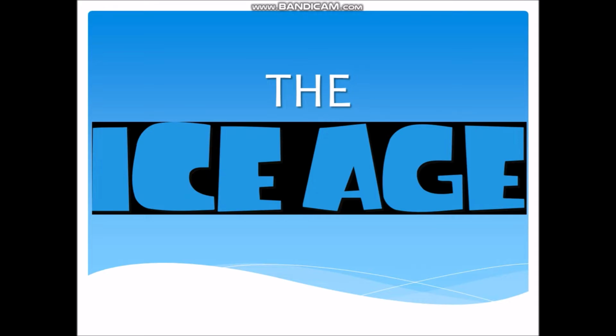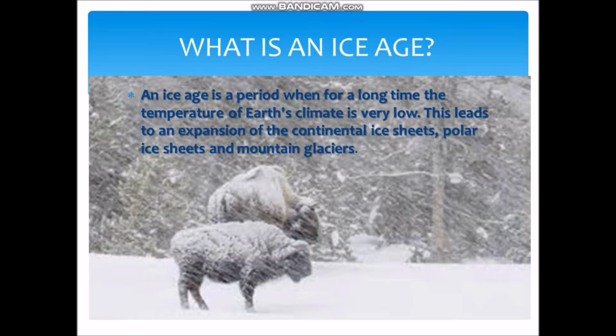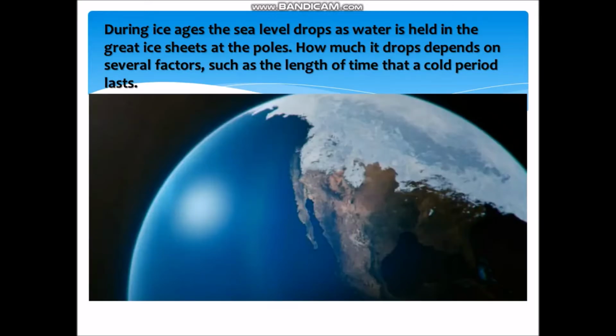The Ice Age. Let's start by defining what an Ice Age is. An ice age is a period when, for a long time, the temperature of Earth's climate is very low. This leads to an expansion of the continental ice sheets, polar ice sheets, and mountain glaciers. During ice ages, the sea level drops as water is held in the great ice sheets at the poles. How much it drops depends on several factors, such as the length of time that a cold period lasts.